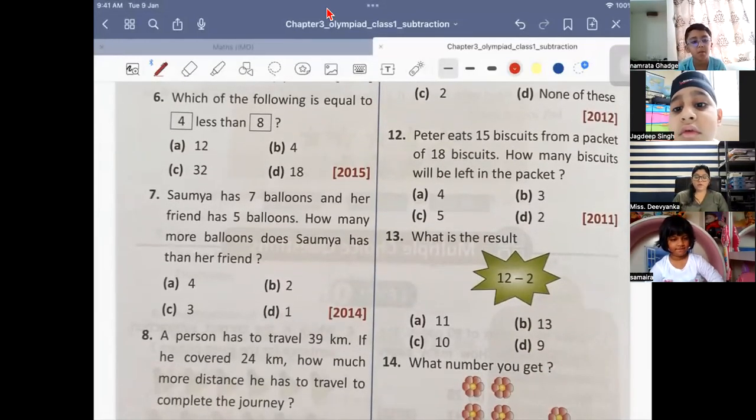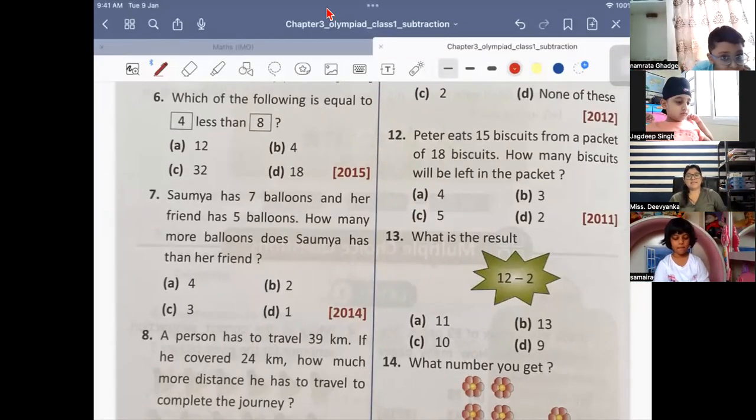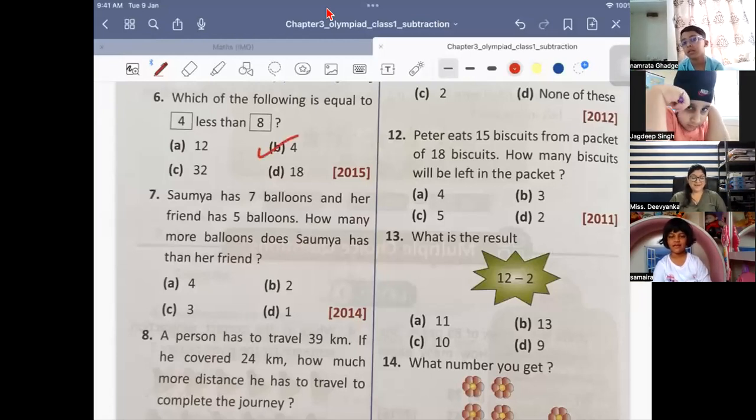Which of the following is equal to 4 less than 8? Is it 4? Yes. Are you sure? Yes. Correct. Number 7. Soumya has 7 balloons and her friend has 5 balloons. How many more balloons does Soumya have than her friend?